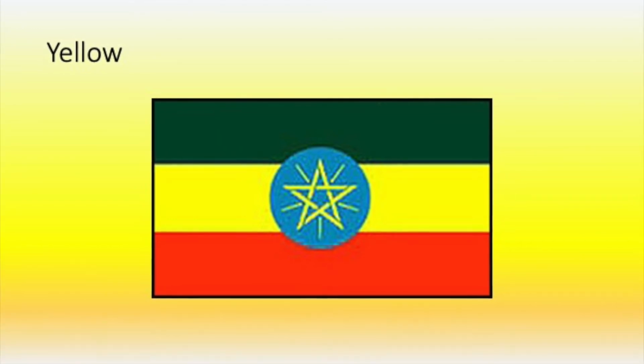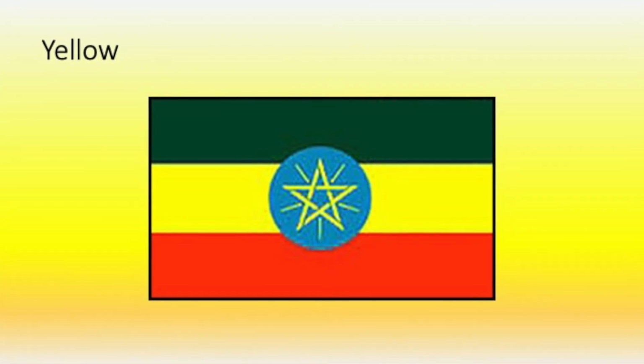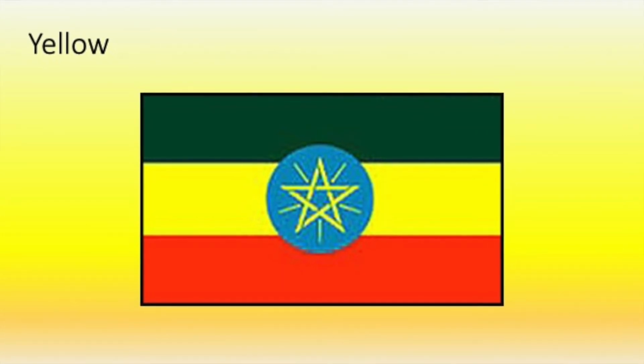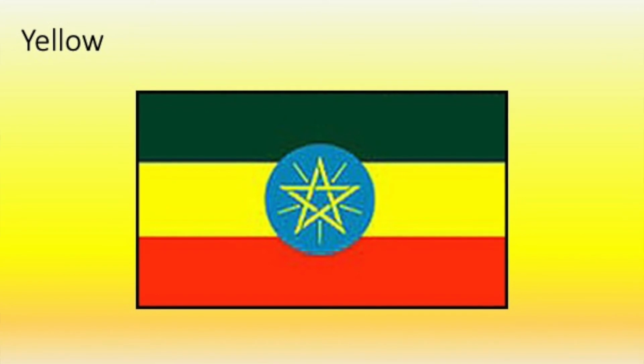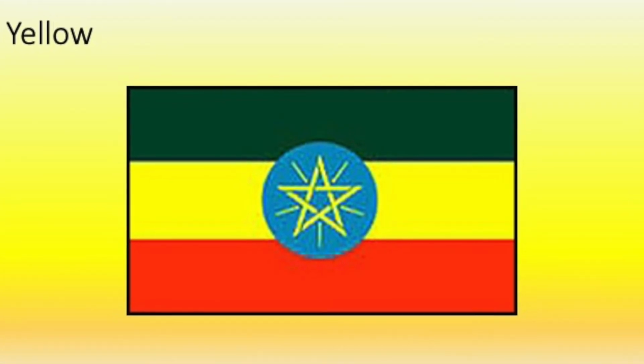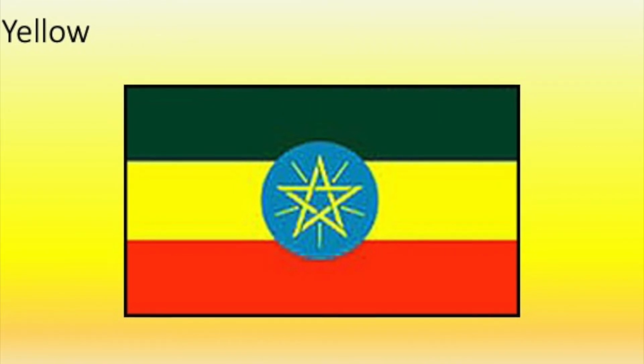Ethiopian colors are so important, they have come to mean the African identity as a whole. The red in the flag stands for faith and power. Yellow stands for peace, church, love, and natural wealth. And green stands for land and hope.